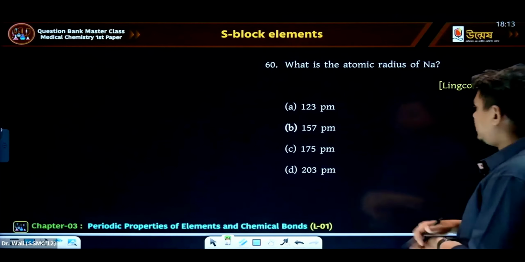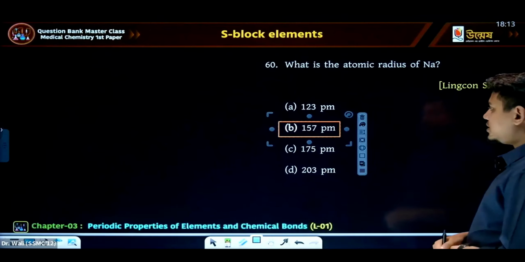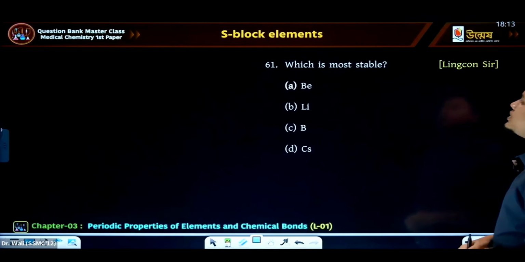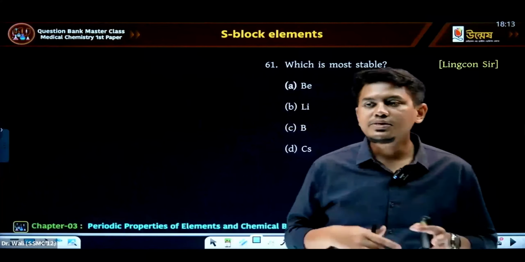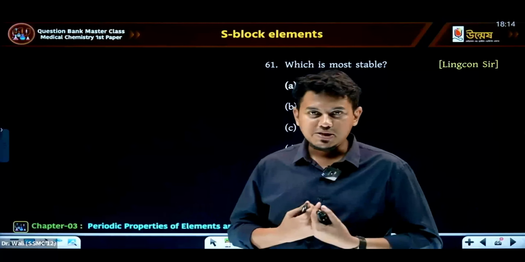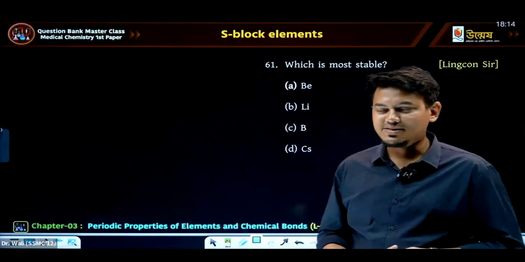What is the atomic radius of sodium? Lincoln's book contains such a question. It is 157 picometer. Actually, I don't recommend you to remember all the metallic radius or atomic radius or ionic radius, because such questions are not appearing in the recent admission test. So why do you have to take such a burden of memorizing all those numerical values, which will be of no use after the admission test?